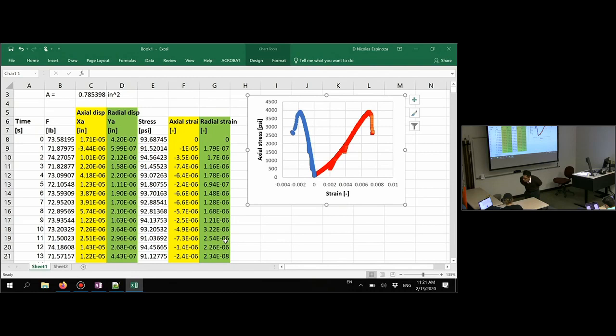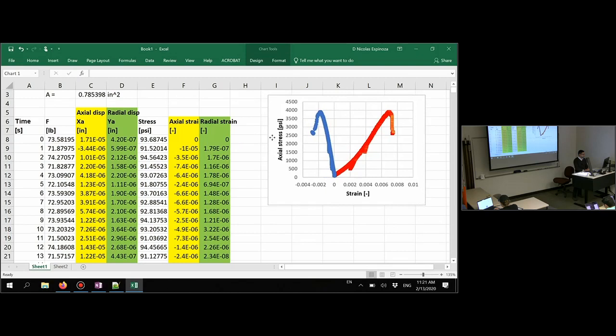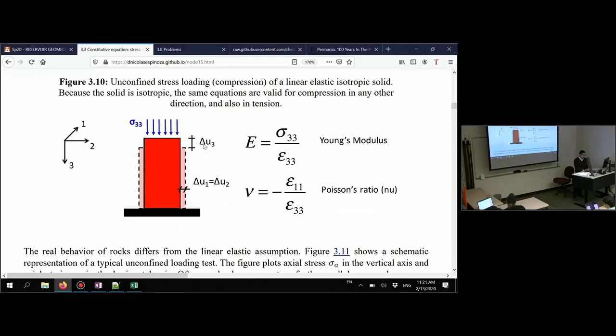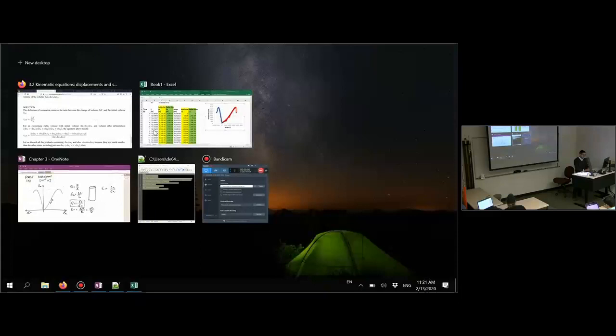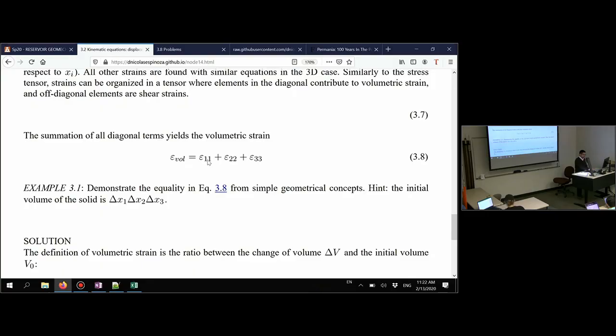Type of formula where it's change in volume over initial volume? For the volumetric strain, let's go ahead and do that. If you remember from what we discussed in the previous class, the volumetric strain was the summation of all strains. Let me come back to that. All right, this is volumetric strain. Right here. It's the summation of all the strains.